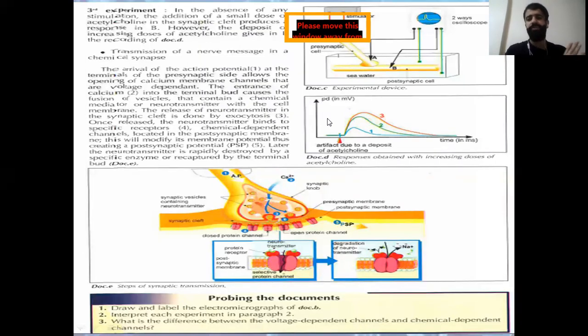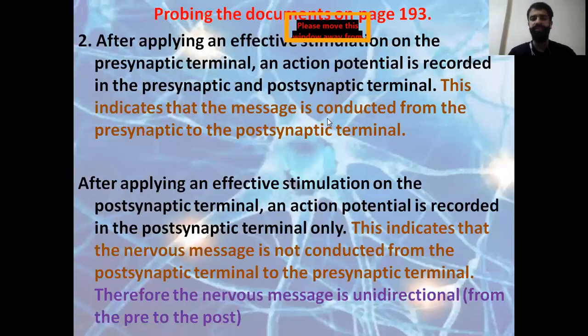PSP is postsynaptic potential. IPSP, we're going to talk about this in detail in document 6. IPSP is inhibitory postsynaptic potential, so it has an inhibition. So let's see what will happen in IPSP, or if it's EPSP, excitatory postsynaptic potential, we will see what will happen. So we covered most of these.